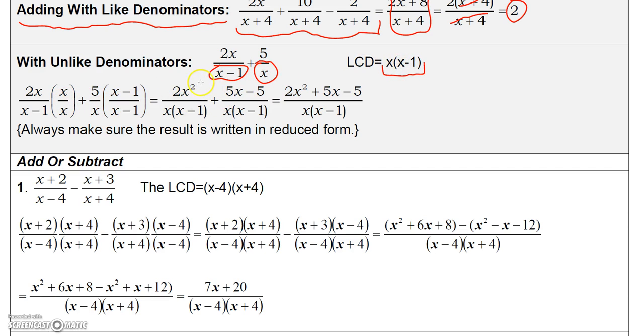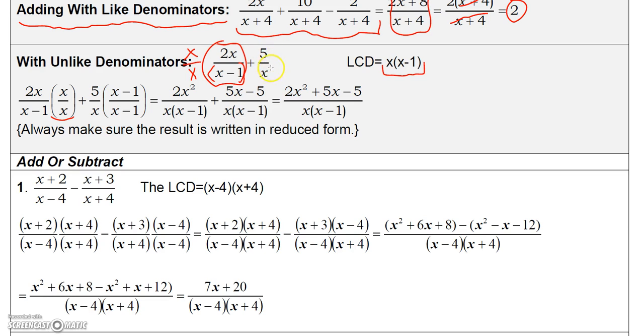Now, I have to decide on each of these fractions, how can I make this fraction, for instance, have a denominator of x times x minus 1? Well, if I multiply the denominator by x, then it would have a denominator of x times x minus 1. But if I multiply the denominator by x, I must also multiply the numerator by x. So what I have to do in this first fraction is just multiply it by x over x. So that's what I did here. I'm going to multiply the first fraction by x over x.